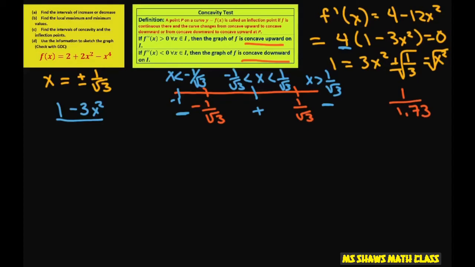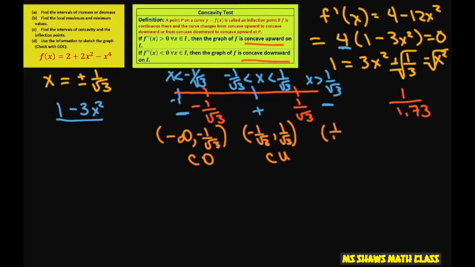So basically, these are your intervals: negative infinity to negative 1 over square root of 3, that's going to be concave down. And then from negative 1 over square root of 3 to 1 over square root of 3, that is concave up. And from 1 over square root of 3 to infinity, that's concave down. And we're looking at those. So now that we have that, all we need to do is find our inflection points.